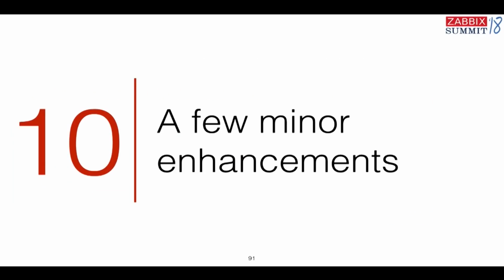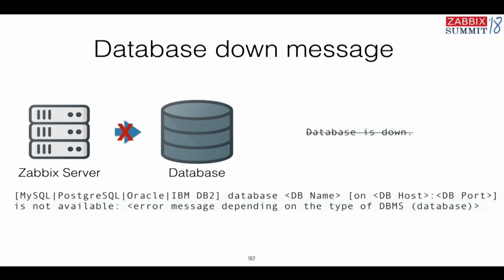What else? Just a few minor enhancements. The database down message: as you probably know, if the database goes down, Zabbix will send you a message that something is wrong, the database is down. Now it will give you much more detailed information: what database, why it happened, what is the error message we received from the database engine. Very useful, it really saves time for Zabbix admins.